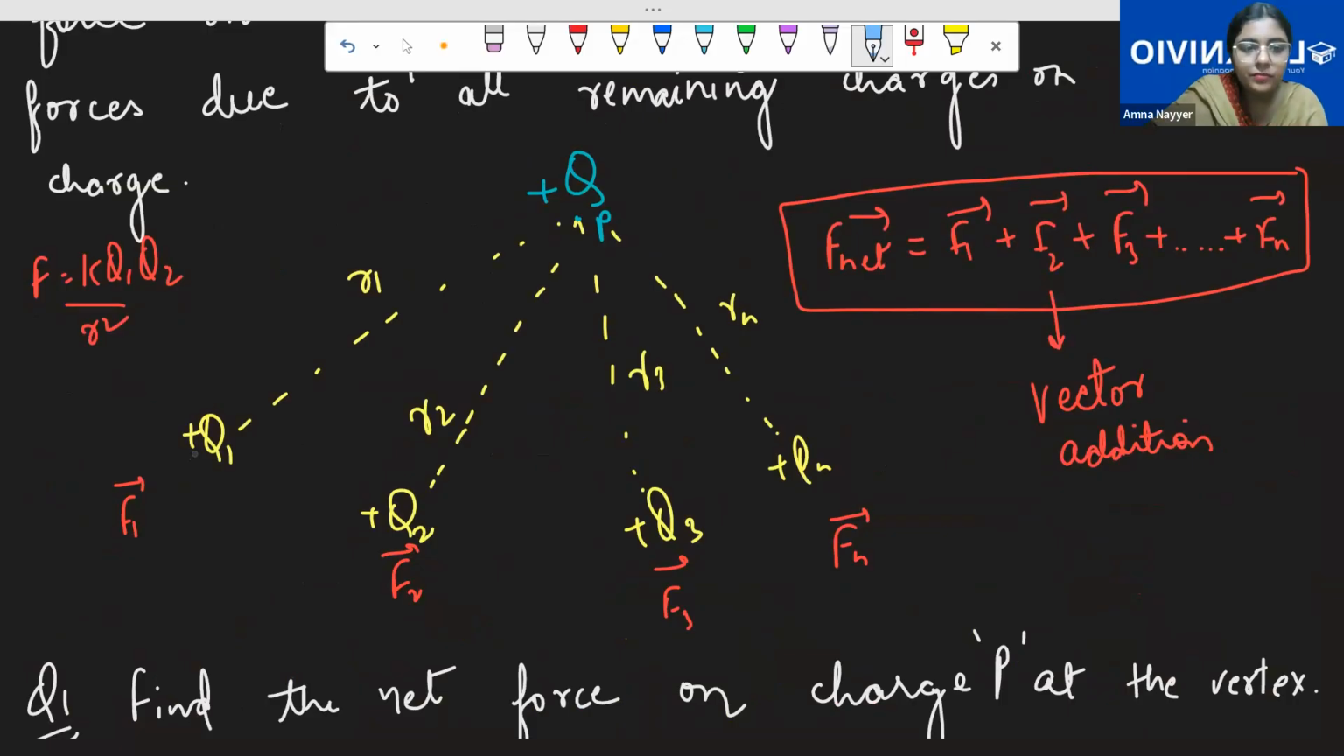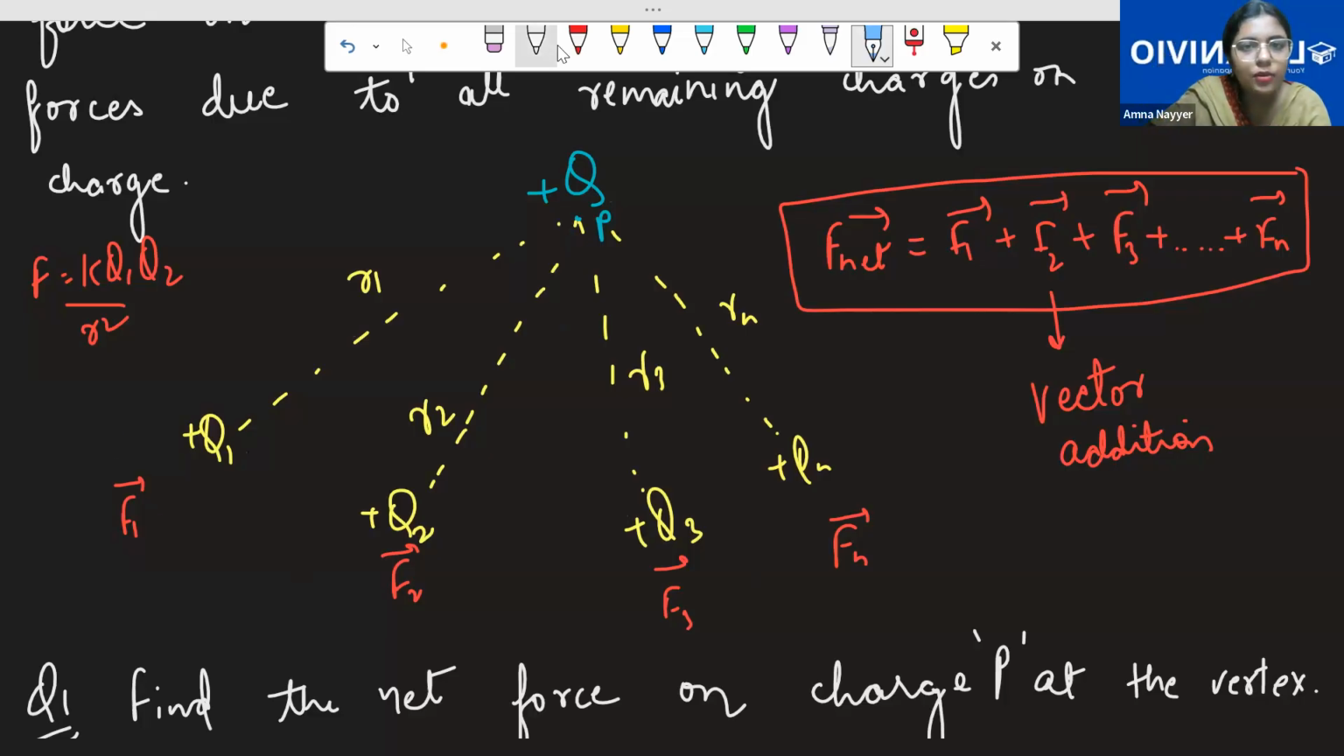So what you do, this is the first charge. Let's say this is our main charge on which we are calculating the net force. Till now we just did two charges and that force. So here we have Q1, Q2, Q3, Q4 till Qn. These many charges are existing. So the separation between Q1 and Q is R1, Q and Q2 is R2, Q and Q3 is R3, Q and Q4 is R4. Like this, you have various.